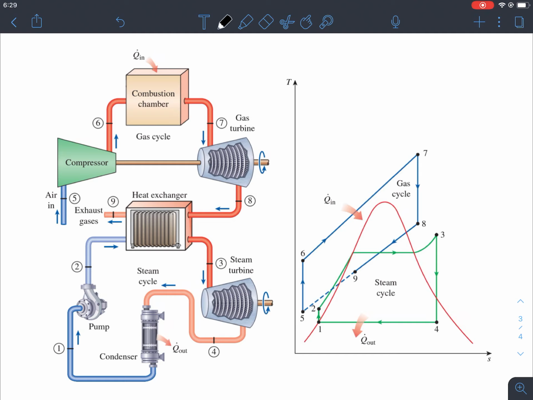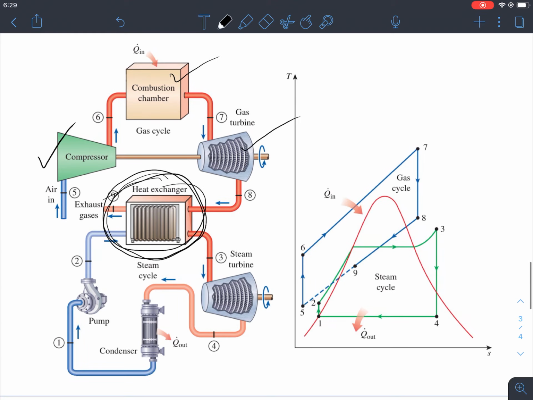In the Brayton cycle, we had a compressor, a combustion chamber, and the turbine. Then the turbine exhaust is exhausting into the open environment, right? However, instead of exhausting into the open environment, if we use a heat exchanger, then we can utilize that heat. How? In the Rankine cycle, we have a boiler, right? The task of that boiler is converting the liquid into the vapor. So now instead of the boiler, we are using the heat exchanger.